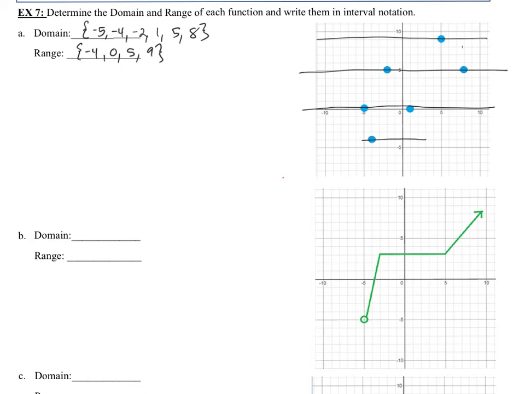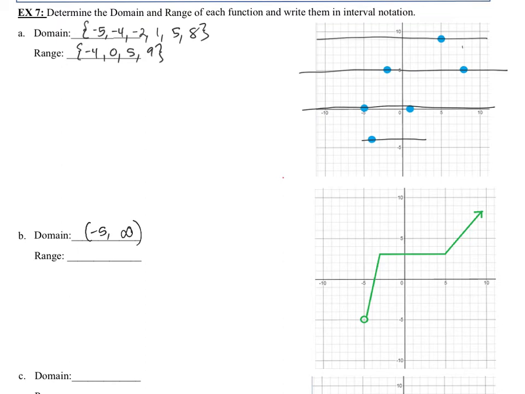I use all the x values from almost 5. I don't include it. And I go up until... Ooh, what does that arrowhead mean? That means it goes on to infinity. So my domain is from negative 5, not including, until infinity.